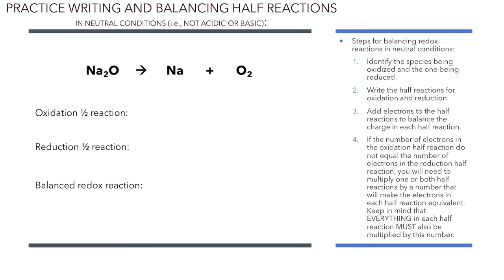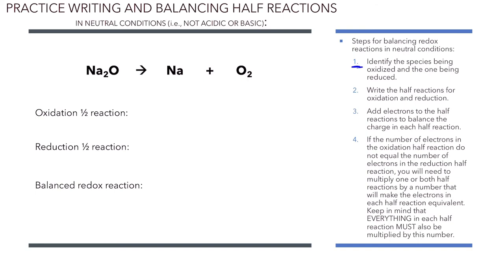All right, so let's go ahead and take a look at a couple of examples. So this first reaction, I did go ahead and list some steps over here, but the first step that I started with was to identify the species being oxidized and the one being reduced. And in order to do that, we have to do what we did in our last video, which is assign oxidation numbers to all of the elements in this reaction, and then look for the changes.